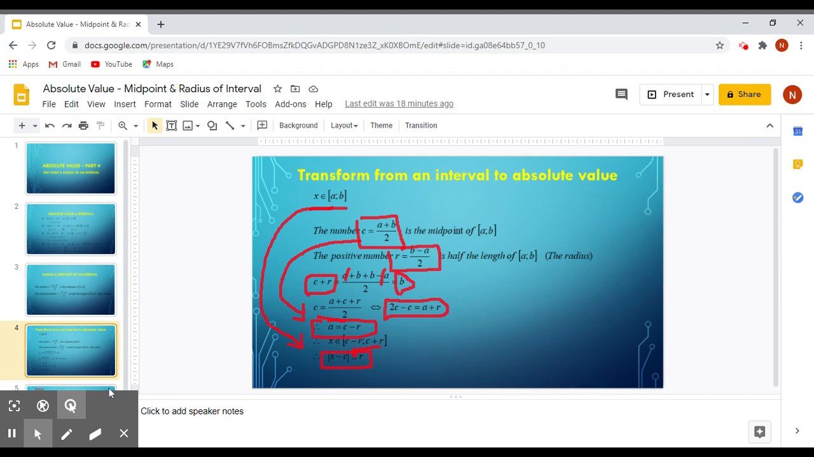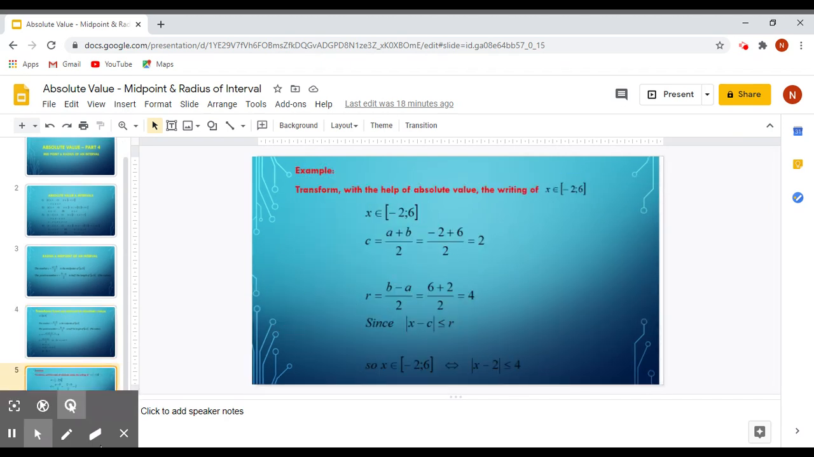Now here we have an example. If we have x belongs to the interval [minus 2, 6], we have to convert it into an absolute value. So we know that c, which is the center, is equal to a plus b over 2, which means minus 2 plus 6 over 2, which is 2. So the center is 2, and the radius is b minus a over 2, which is 6 plus 2 over 2, which is 4.